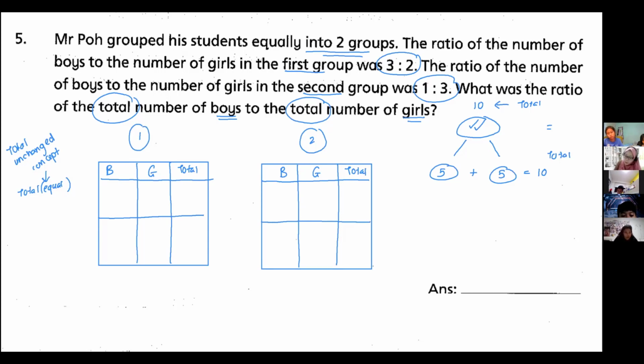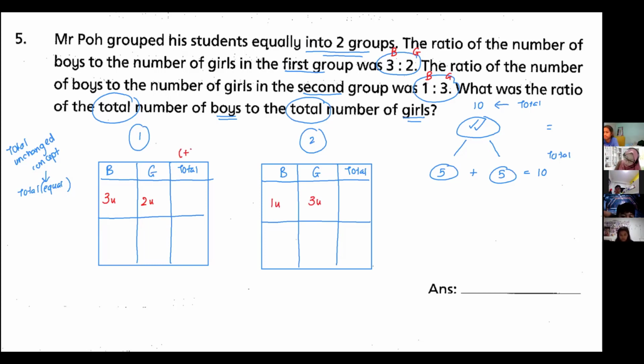They say the first group, number of boys to girls. This is boys, this is girls. Second group, boys is to girls, right? So the first group, the boys is 3 units. The ratio given here is in the simplest form already, so it's also known as units form already. So the boys is 3 units, the girls is 2 units. For the second group, the boys is 1 unit and the girls is 3 units.